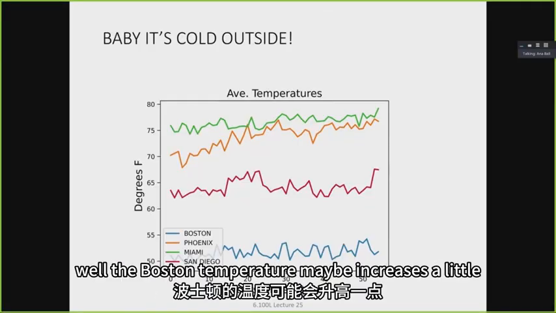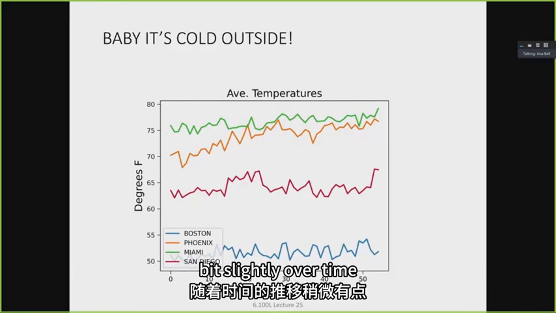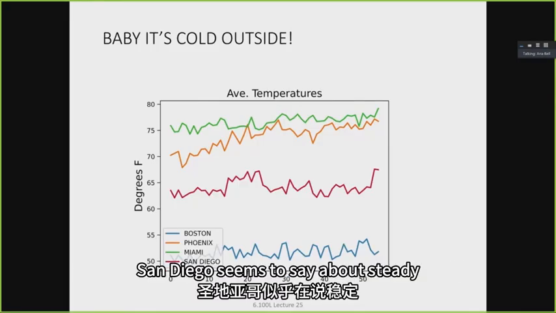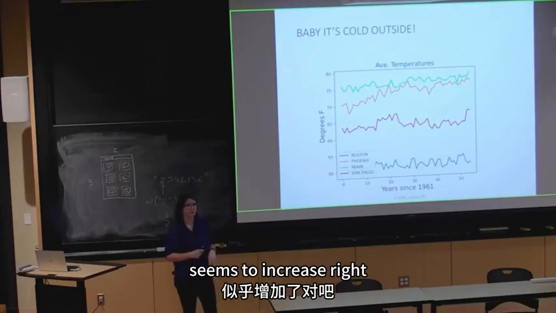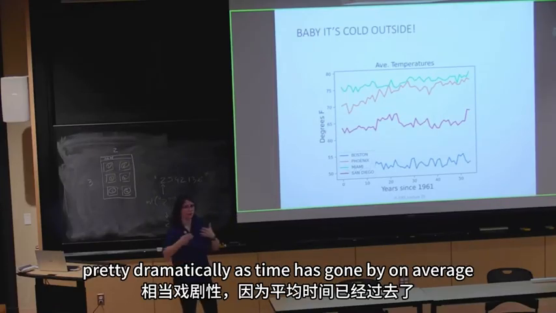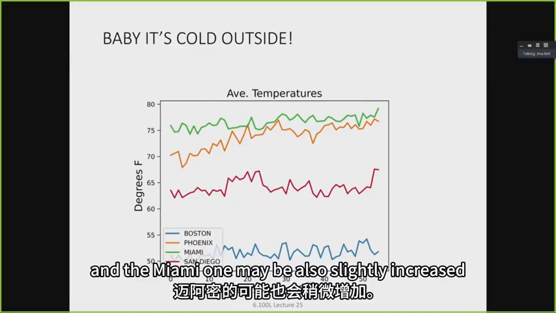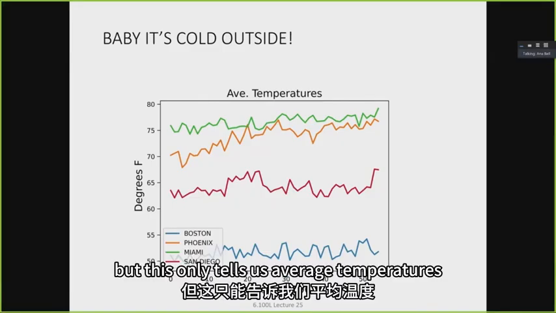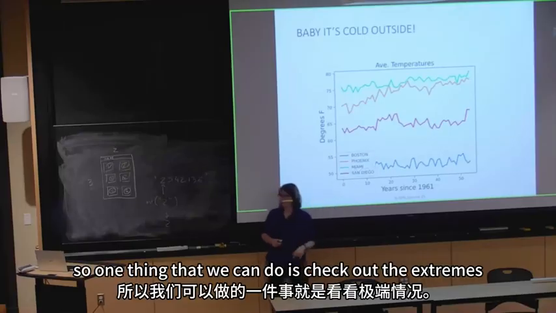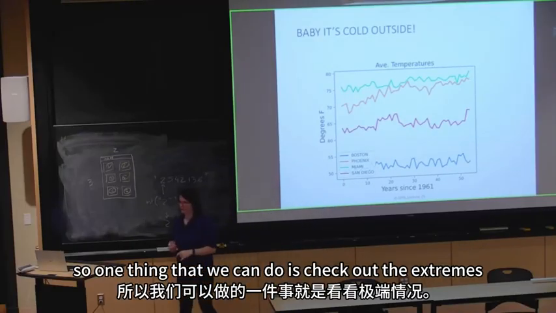Well, the Boston temperature maybe increases a little bit, slightly over time. San Diego seems to stay about steady. The Phoenix one seems to increase, pretty dramatically as time has gone by on average. And the Miami one may be also slightly increased. But this only tells us average temperatures. So one thing that we can do is check out the extremes.